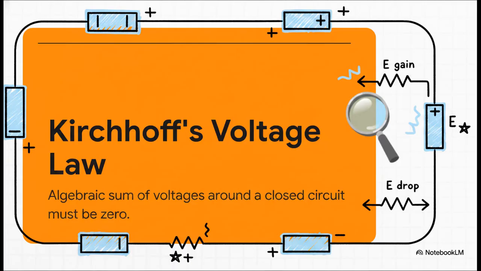And our final core rule is Kirchhoff's voltage law, or KVL. It's basically the sibling to the current law. KVL says that if you mentally walk around any completely closed circuit loop, the total voltage increases and the voltage drops will always perfectly cancel out to zero.